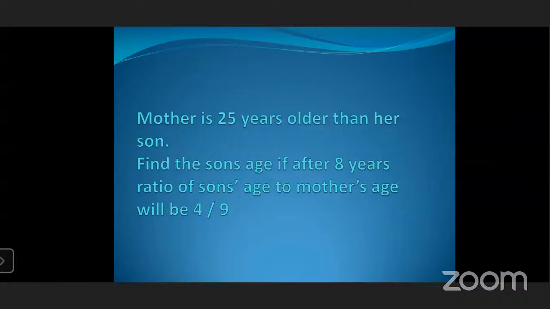If the son is growing, the mother also will be growing, right? If the son's age is 5, after 8 years it will be 5 plus 8, 13. The mother's age is 30, and 30 plus 8 means she would be 38. So both their ages will grow. After 8 years, what will both their ages be? If the son's age is B, it would be B plus 8. The mother's age would be B plus 25 plus 8. Their ratio is given. Ratio means you divide one by the other, to compare, and that equals 4 upon 9. We are going to solve this equation.